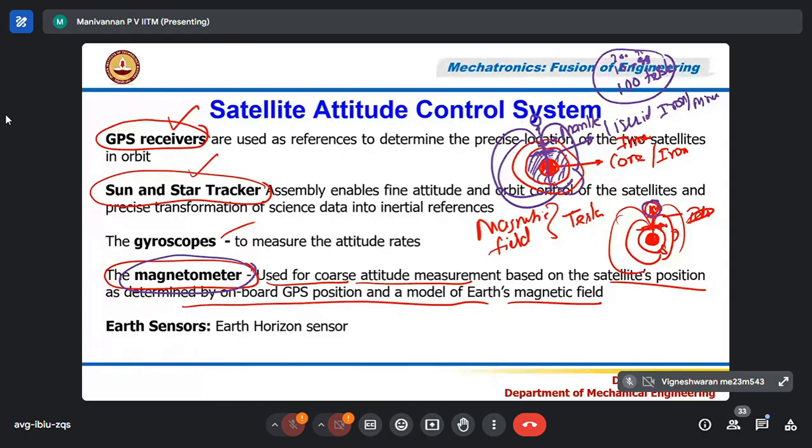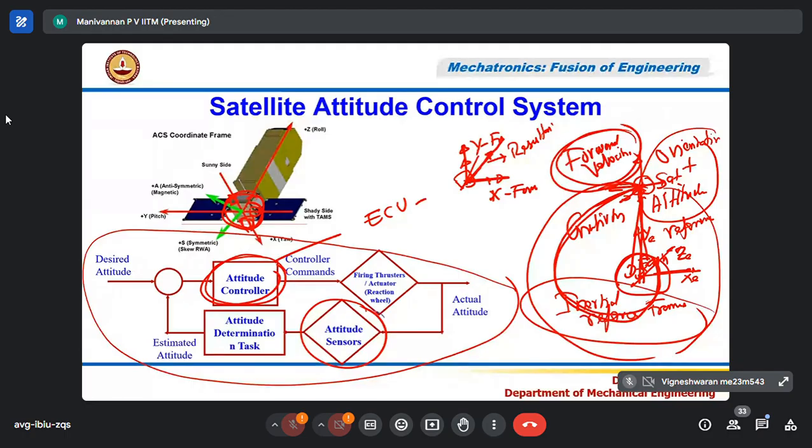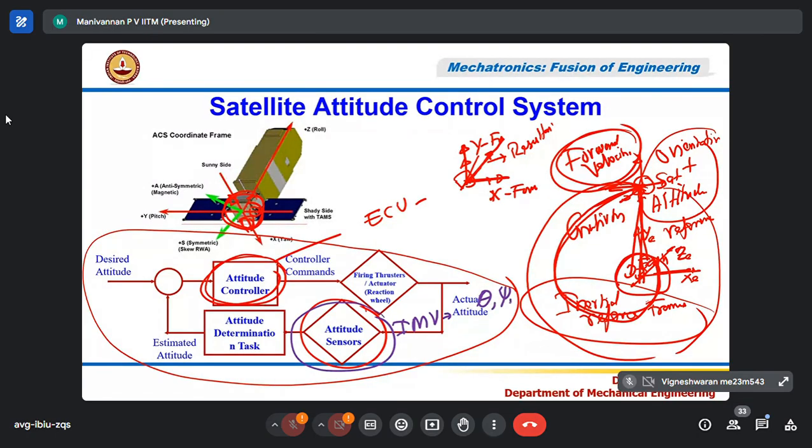Correct? The velocity and angular movement is measured using an angle sensor. Correct? Using gyroscopes or IMUs, inertial measuring units. IMUs are used for measuring angular movement. Here you may use an IMU. This measures the theta, phi, psi per XYZ axis. This is called orientation.